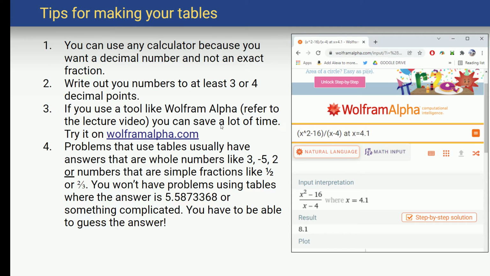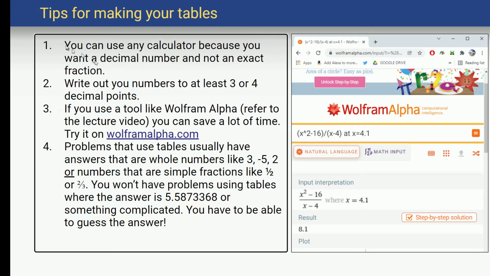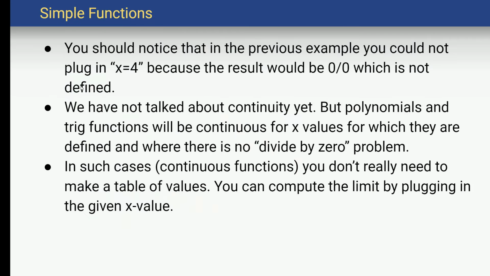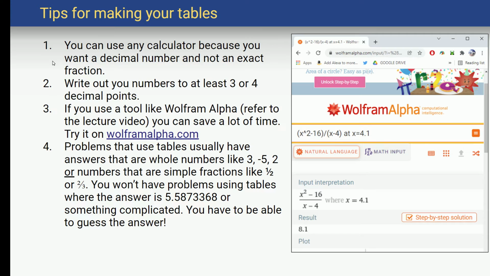So this here is just going to be some tips for making your tables, to help you out. You can use any calculator you want. We do want decimal numbers here, not fractions. So you're not looking for something like 5 7/8 for an answer. You just want decimal numbers. You should also write your numbers out to a few decimal points. If your decimals go out a few decimal points, you should write them.